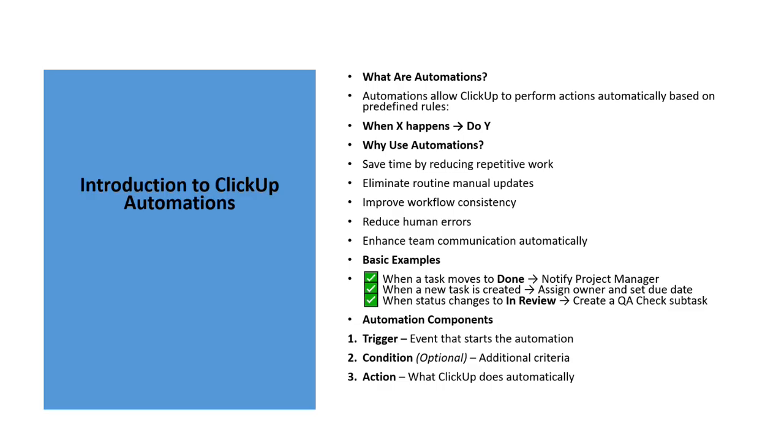Every automation consists of three components: the trigger, the event that starts the automation; the condition, an optional filter that determines when the automation should run; and the action, the action that ClickUp performs automatically. Together, these components help automate repetitive workflows and improve team productivity.